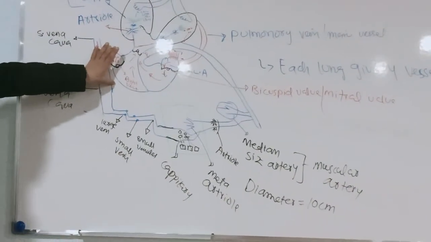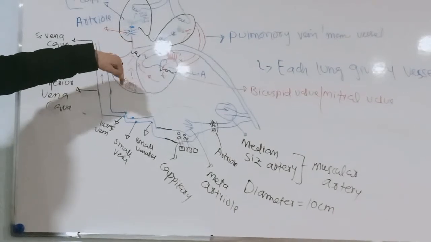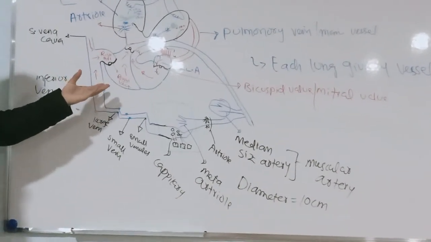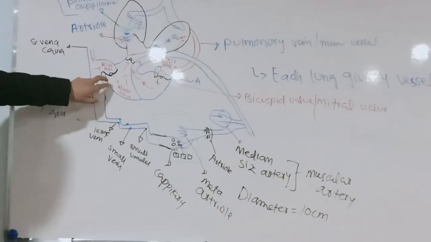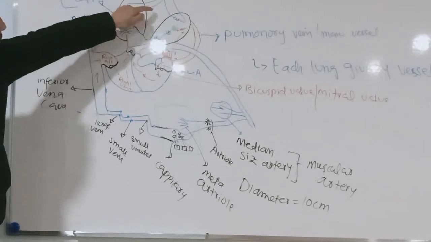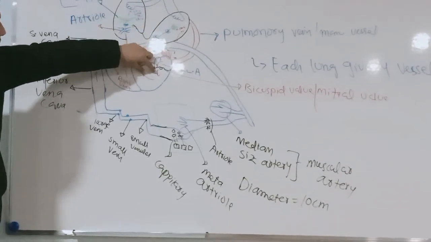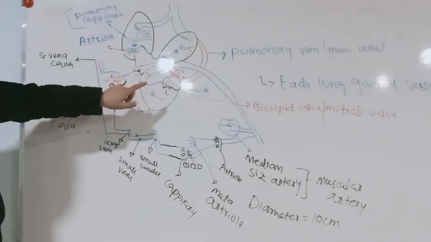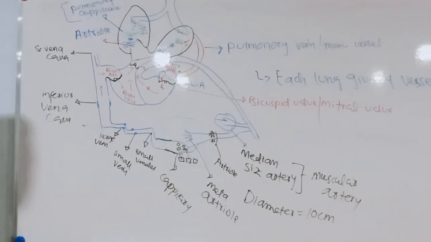What is pulmonary circulation? From here we clear the point of pulmonary circulation. The components of circulation which are present between the right heart and the left heart, this is called pulmonary circulation.